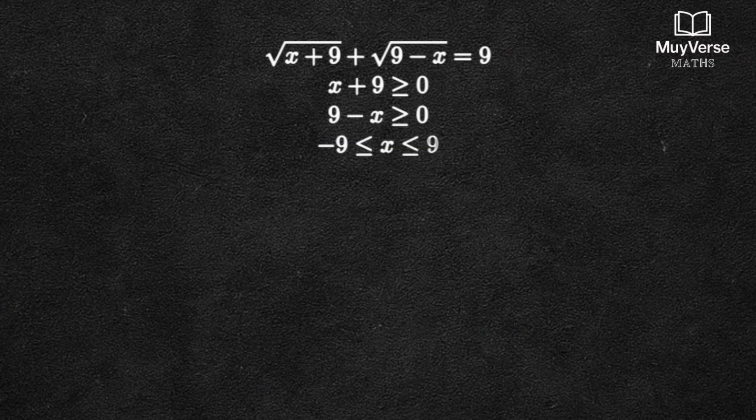Step 2. Set up a clean substitution. Let u equal the square root of x plus 9, and let v equal the square root of 9 minus x. Then our equation simply reads u plus v equals 9.